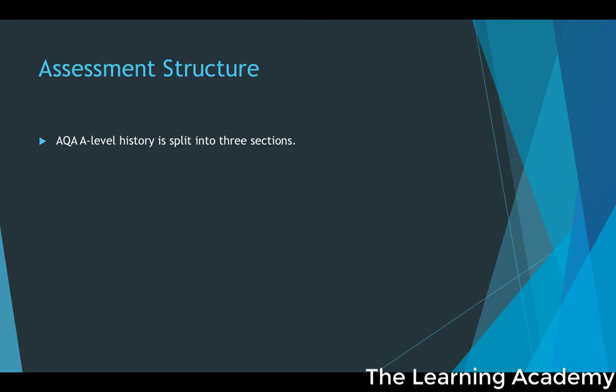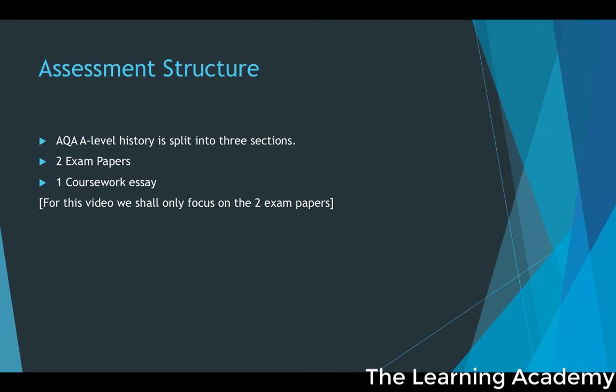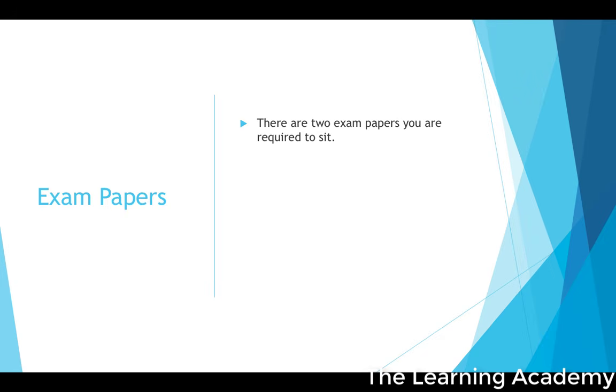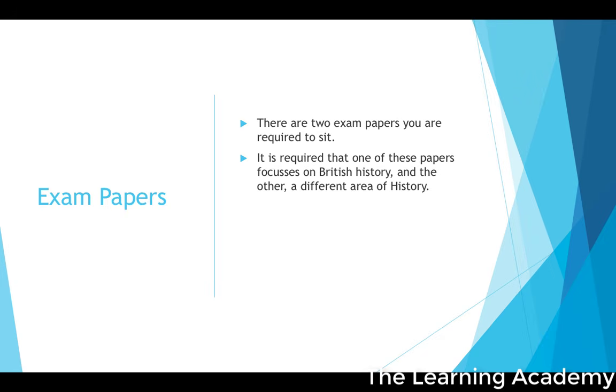So your AQA A-level history is split into 3 sections. You'll have 2 exam papers and you'll have 1 piece of coursework essay, okay? And for this video we're really going to focus on the exam papers. So there are 2 exam papers you're required to sit. It is required that one of these be focused on British history and the other be a different area of history. So you have to do at least some bit of British history, unfortunately.